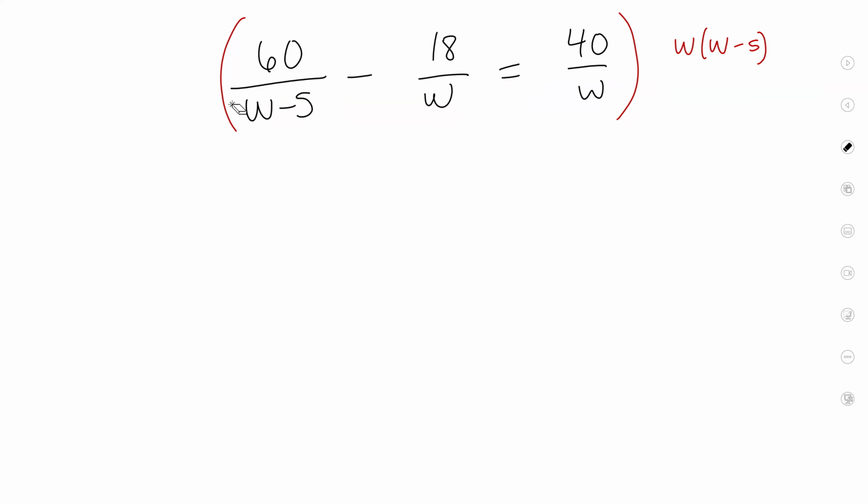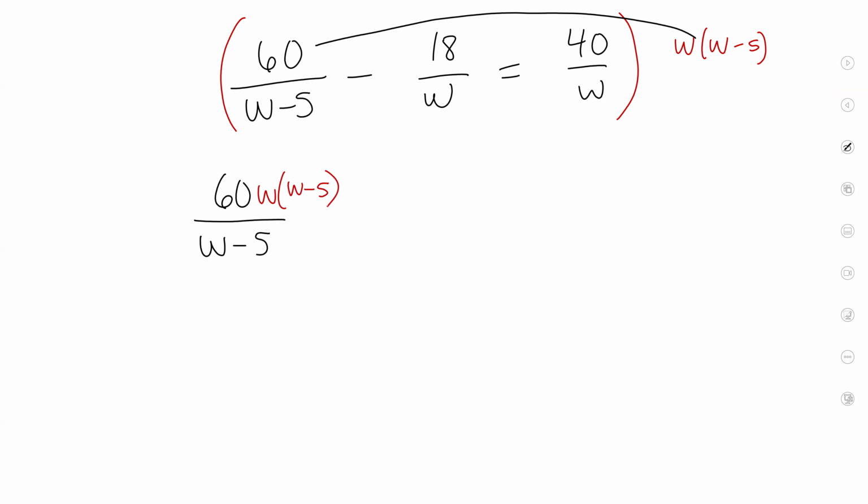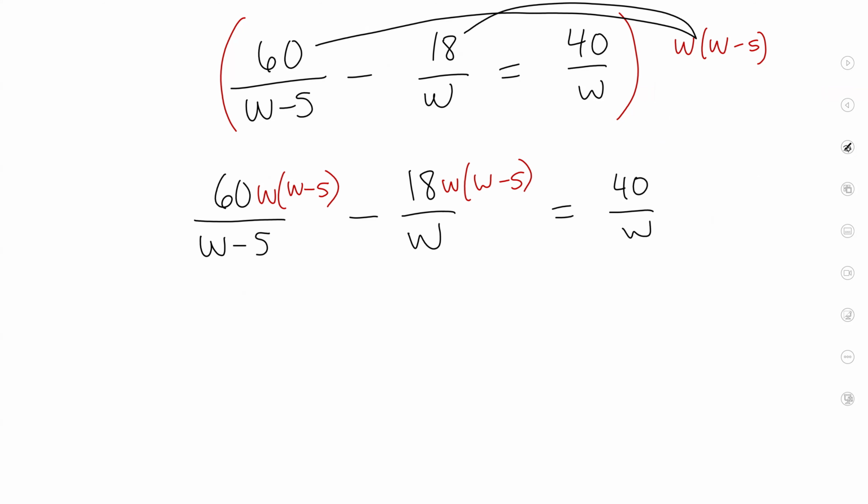W times W minus 5. This will go to each item. So this will be 60 over W minus 5. That stays the same, but we're going to put W and W minus 5 with it. Next, minus this next fraction. This W will also go here. So the W and W minus 5 will also go there. You're just distributing. This will also go to the 40.